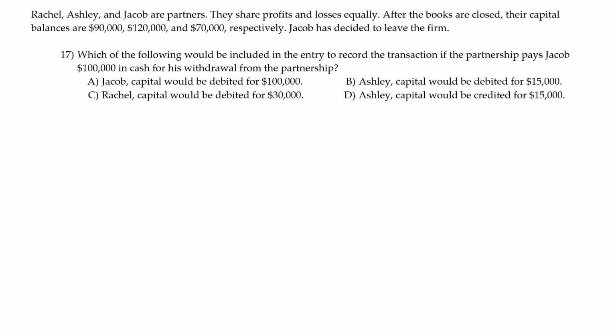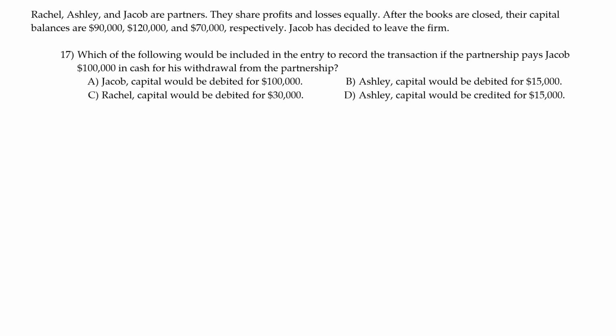Now, again, if he's leaving the firm, there's a number of ways he can do that. One is he can just sell his partnership to somebody else, and then the total partnership sort of remains the same, right? If he sells it to Jim, then it's Rachel, Ashley, and Jim instead of Rachel, Ashley, and Jacob. But in this case, they're actually changing the number of partners. It's going to go from Rachel, Ashley, and Jacob to Rachel and Ashley.